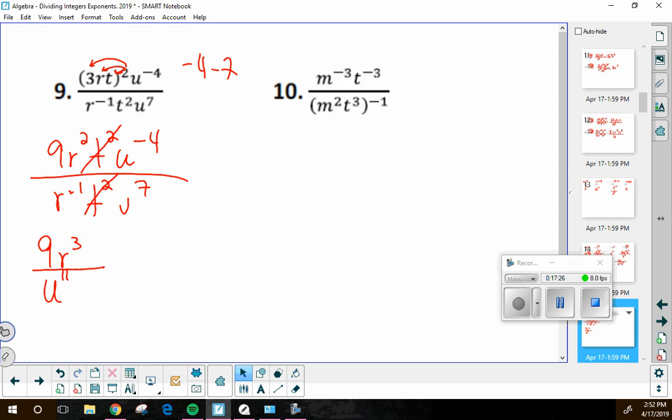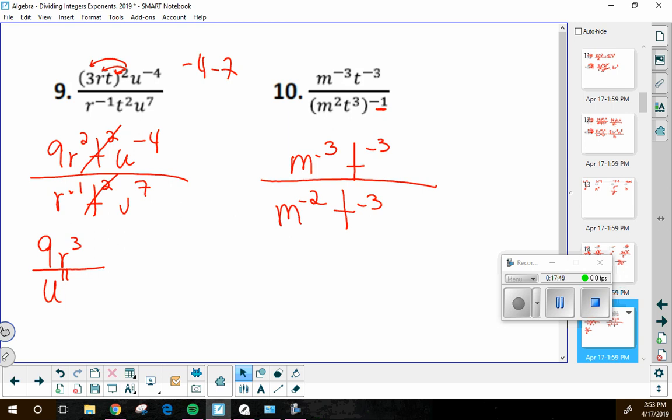I'm just going to distribute this negative. I'm going to rewrite the top just because I don't even want to think about that right now. That's going to be m to the what? Negative 2. And then t to the what? Negative 3. All I did was distribute that negative 1 as an exponent, power to a power.